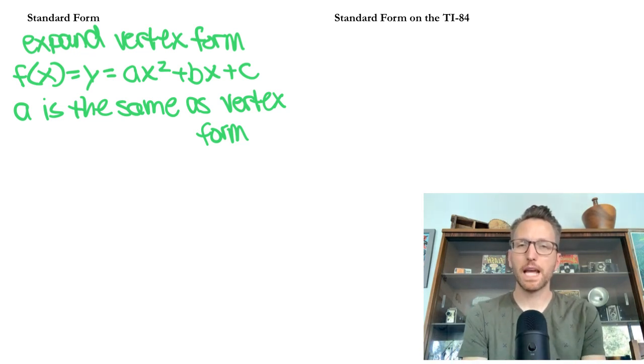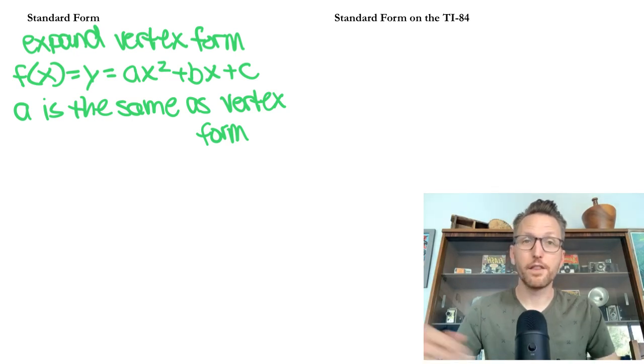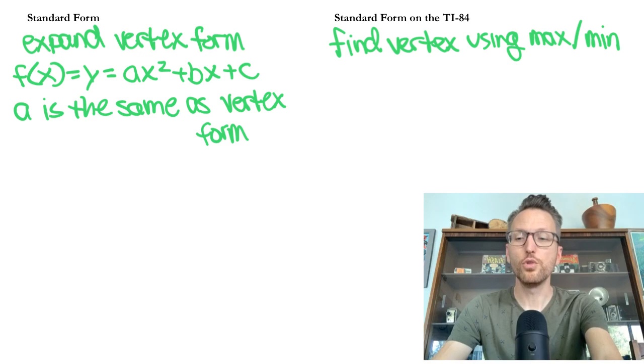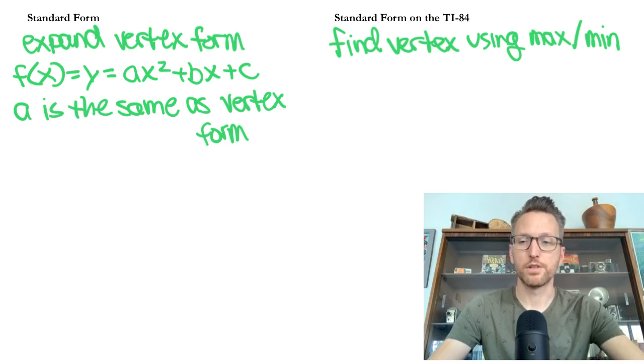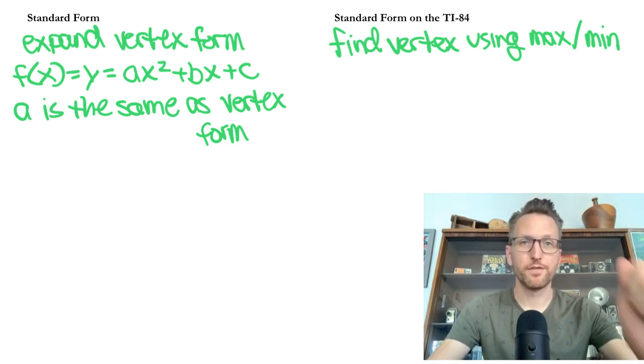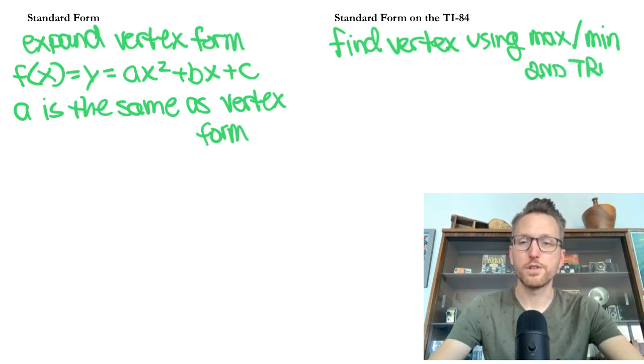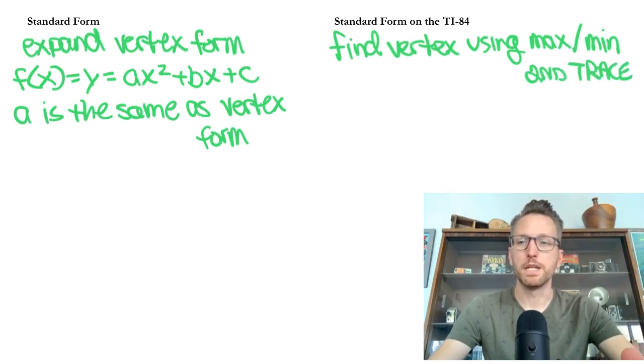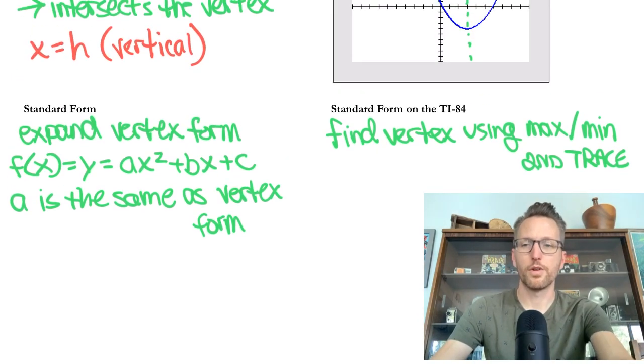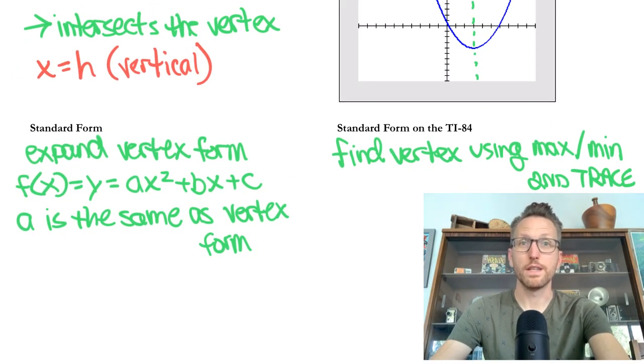Standard form on the TI-84. All I want to say here is that you could find the vertex using the max-min feature. That max-min feature is found by pressing second trace, which is the calculate feature, and you could find the max or min. Notice that in the little graph on your page, you could see that there's a minimum to that parabola.